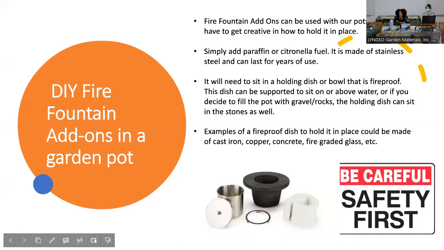If you consider adding fire add-ons in a garden pot, they are compatible, but you will have to get creative on how to hold a fire kit in place. So the fire kits that Aquascape provide, all you have to do is add paraffin or citronella fuel, and it's made of stainless steel, can last for years, but it has to sit inside of something. So before you put it on top of a water feature or on top of a pot, it needs a holding dish that is fireproof.